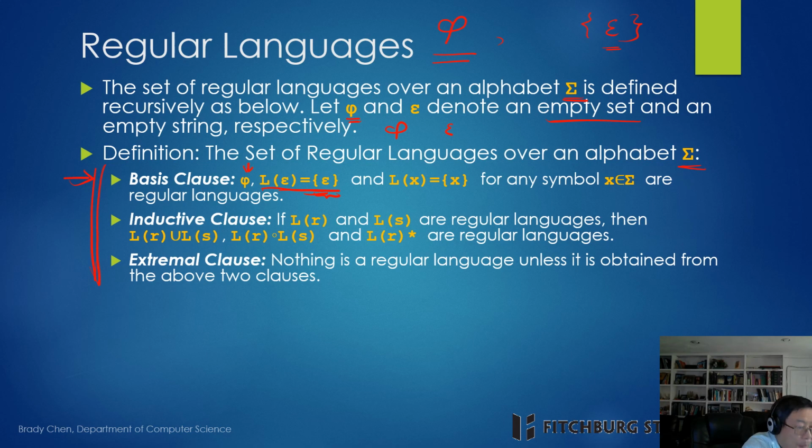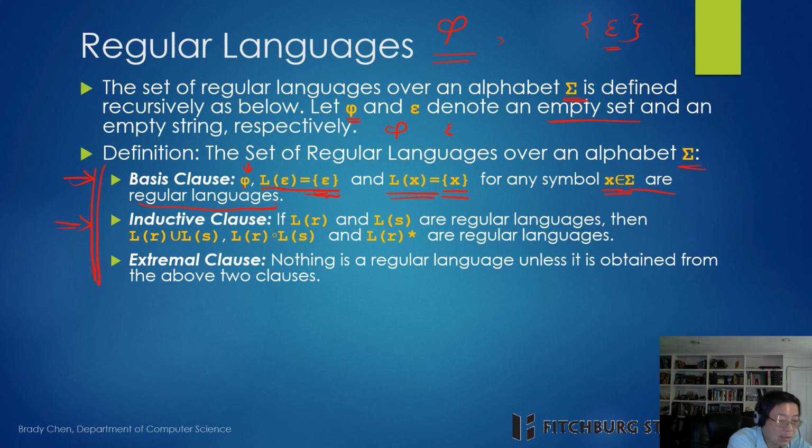Okay, and then for any x in the sigma, so if x is any alphabet symbol defined in the sigma, then the set that contains x is a regular language. Okay, so phi, L of epsilon, and L of x are regular languages. That's rule number one.